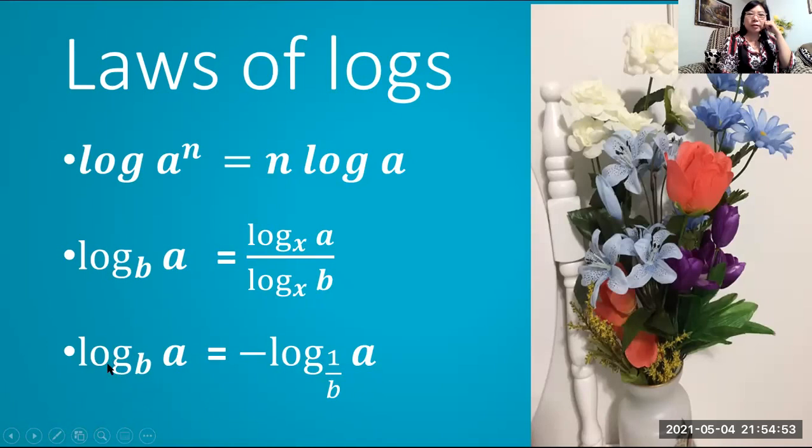Again, another law is, let's say you have a log base b of a. You can change the positive log to a negative log if you twist this base with the inverse fraction. So instead of b, it will be 1 over b, of a. And make sure you put a negative in front when you twist the base inverse like that. You have to have a negative sign here. So that's another of the laws of log.